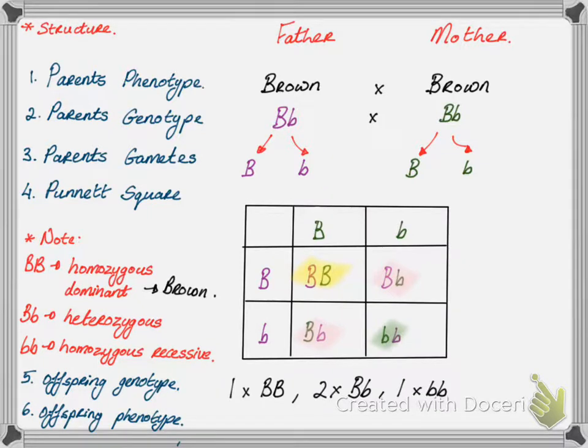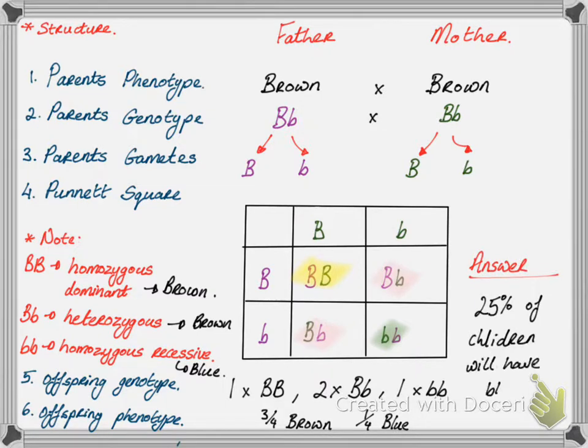So, because these are both capital B's, brown is the only color that can be expressed. For the heterozygous, you have a brown allele and a blue allele. However, the brown will be expressed. Only in the homozygous recessive, when you have two lowercase b's, will blue be expressed. So, we can learn that 3/4 of the offspring's physical appearance or phenotype will have brown eyes, whereas 1/4 will have blue eyes. So when it comes to the actual percentage, 25% of the children will have blue eyes.